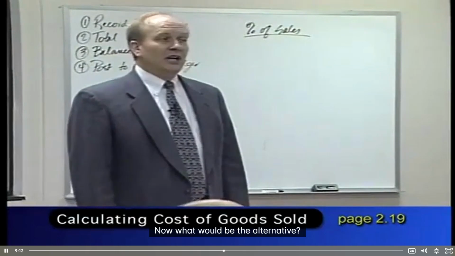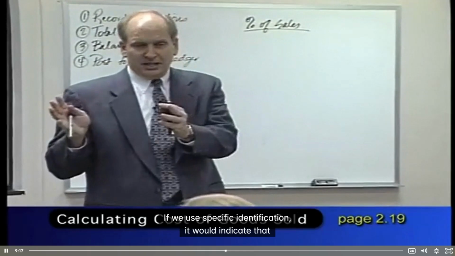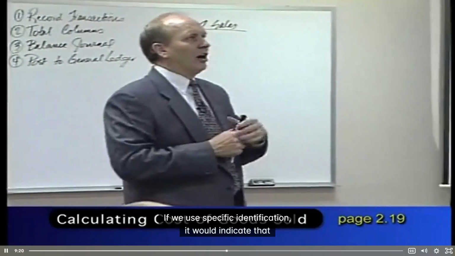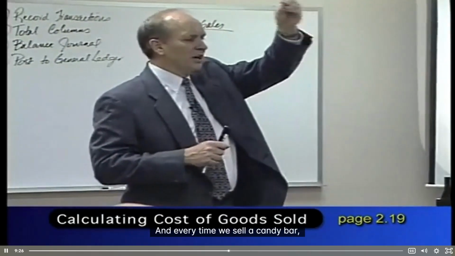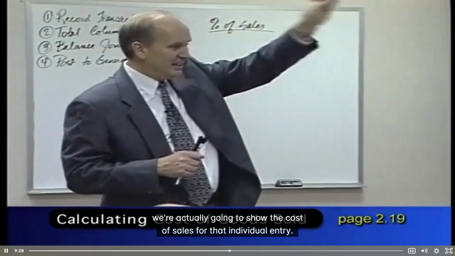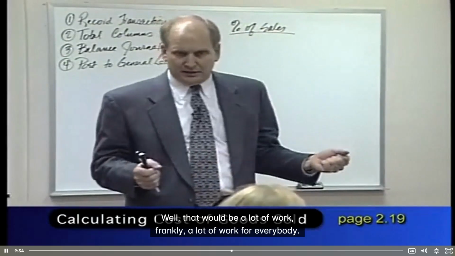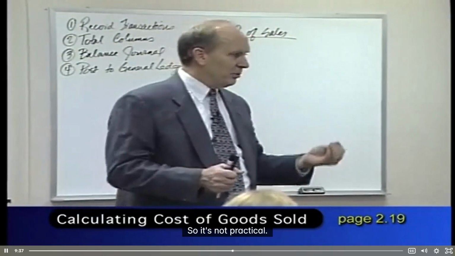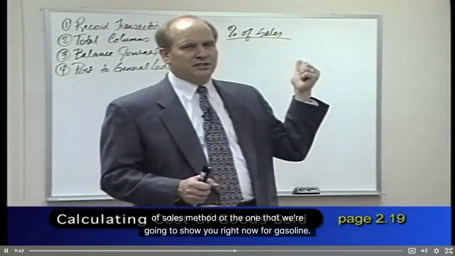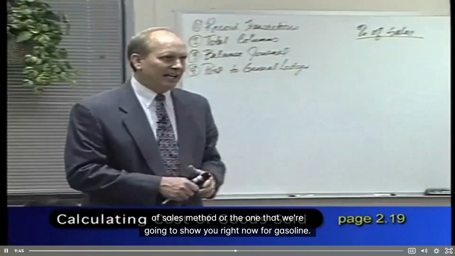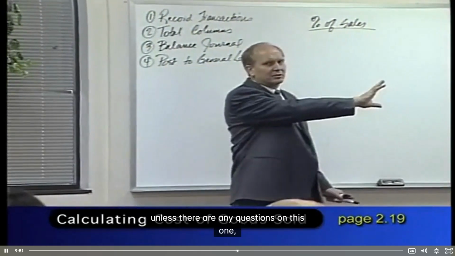Okay? Now, what would be the alternative? If we use specific identification, it would indicate that every time we sell a candy bar, they're telling us what the cost is, and every time we sell a candy bar, we're actually going to show the cost of sales for that individual entry. Okay? Every single time. Well, that would be a lot of work, frankly. A lot of work for everybody. So it's not practical. So with smaller, less expensive items, we're going to use either this percentage of sales method or the one that we're going to show you right now for gasoline. So let's talk about that. The second method, unless there are any questions on this one.